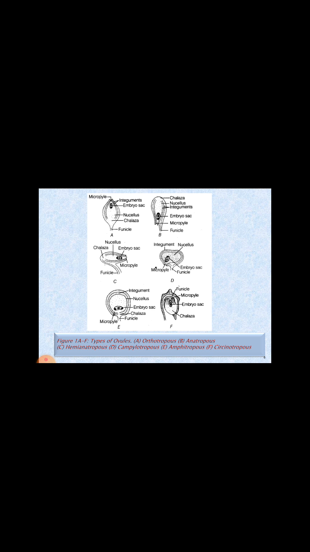Next is the circinotropous ovules, in which the funicle is especially long so that it creates nearly a full circle, that is 360 degrees around the ovule whose micropyle is ultimately pointing upwards. Now friends, move to the seed formation and development of a seed.